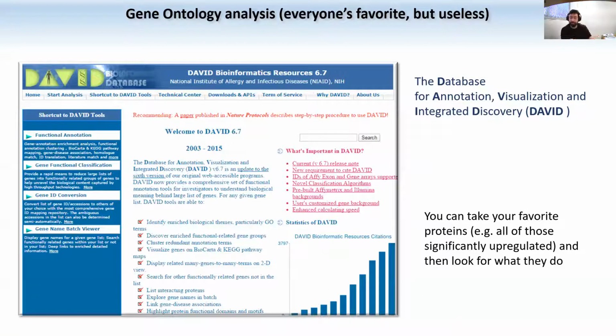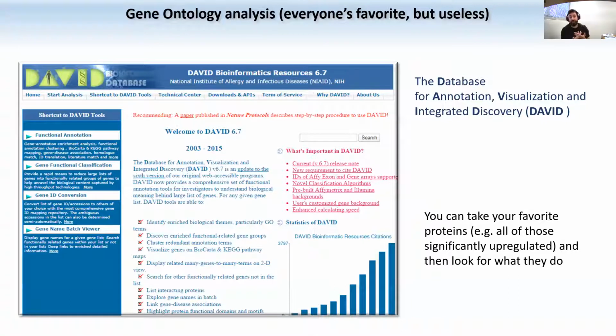What DAVID is going to tell you is that your regulated proteins are muscle-associated functions, right? You know that already. You're working with muscle cells. Of course, the proteins that are regulated are proteins that are probably specific for muscles. What you care about is what are the properties of proteins that are stimulated by my treatment.